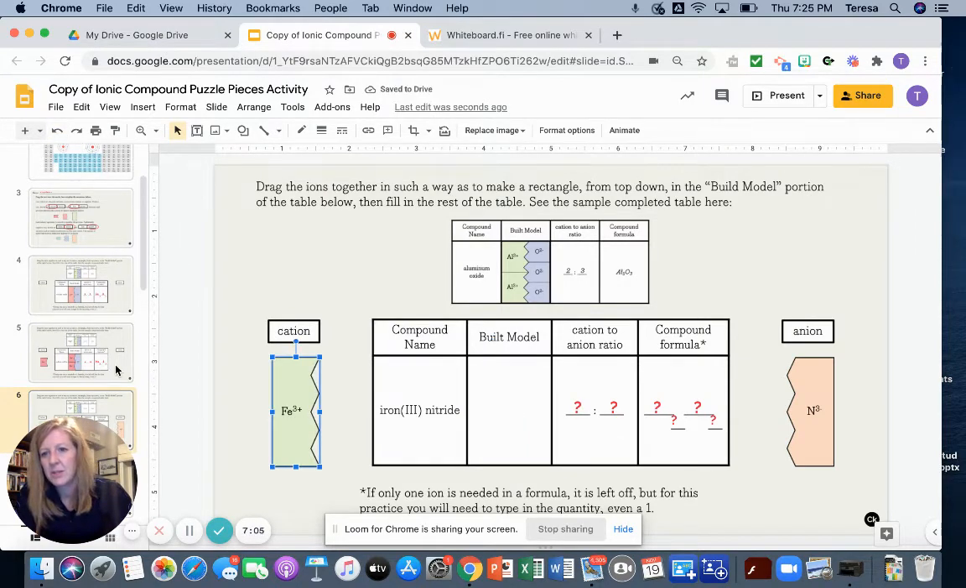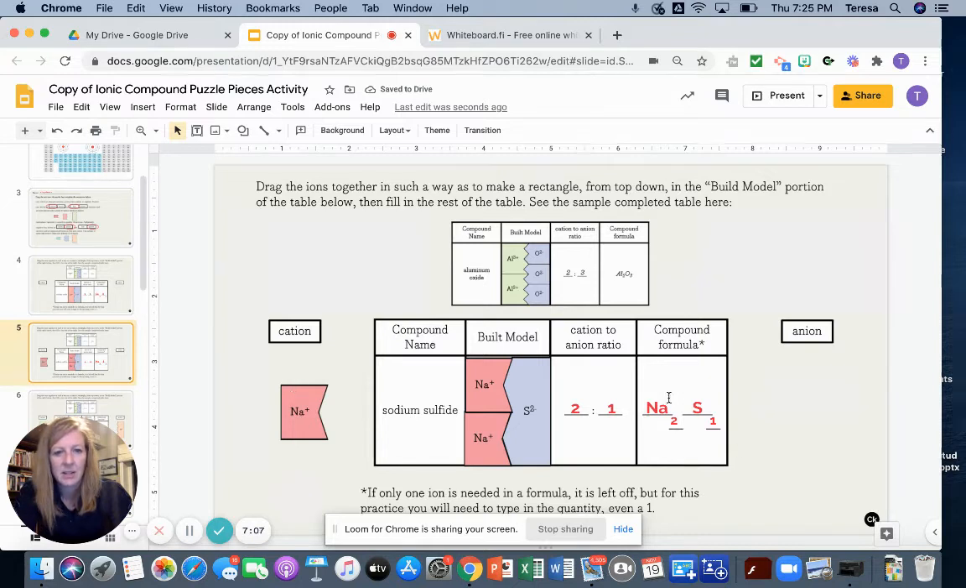So that's our second example, for sodium sulfide. And again, remember these are ionic compounds. Ionic compounds are always going to combine metals with nonmetals. Metals and nonmetals form ionic compounds. The metal in this case is the positive ion, the sodium, and the nonmetal is sulfur. That's the negative ion.